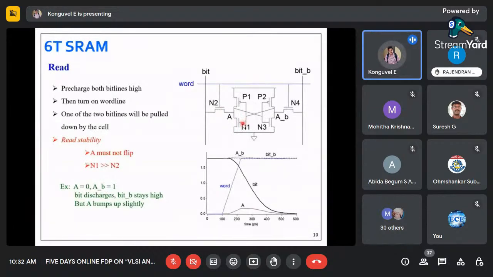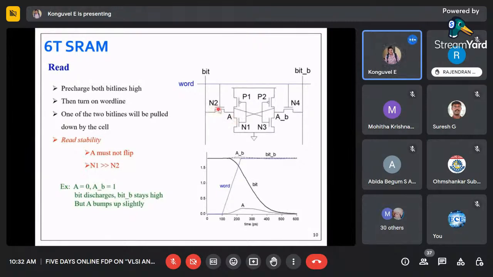N1 is already on. That is why A is ground. Now we are turning on N2. So now what will happen if there is any hanging supply available in the bit line because of the pre-charge we did? That will make a path.